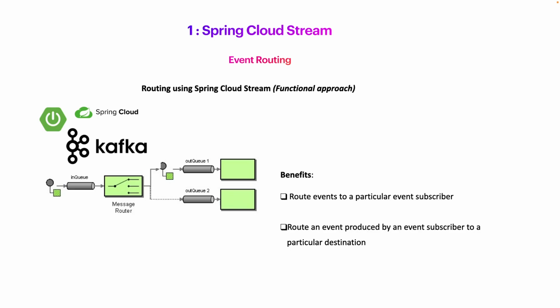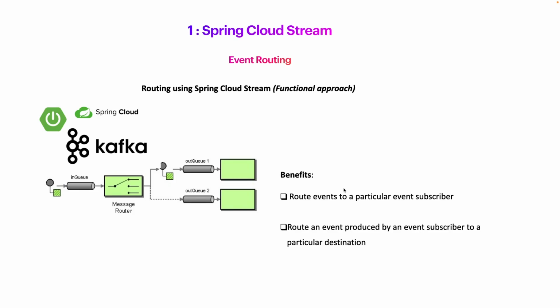So guys, we can use Spring Cloud Stream in order to implement event routing. The key benefit of using event routing, also with Spring Cloud Stream, is that we can route events to a particular event subscriber, as I was telling you, or even route an event produced by an event subscriber to a particular destination.